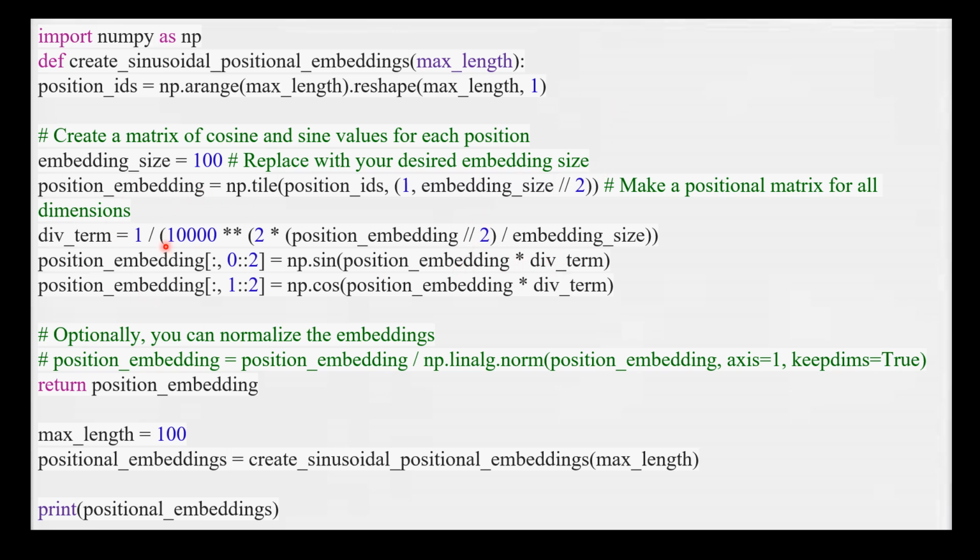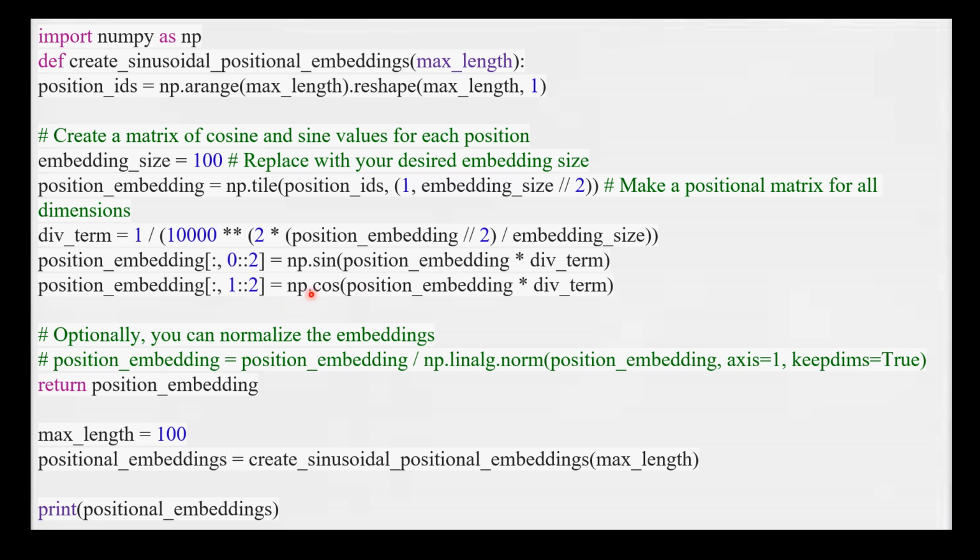Now comes this div term. This line calculates a divisor for the sine and cosine values, and this division operator basically performs integer division, which is necessary to create a frequency spectrum for the sinusoidal embeddings. Now the next line creates a matrix of sine values based on the positional embedding and this division term, and the sine values are assigned to every other column 0, 2, 4, etc. of this positional embedding matrix.